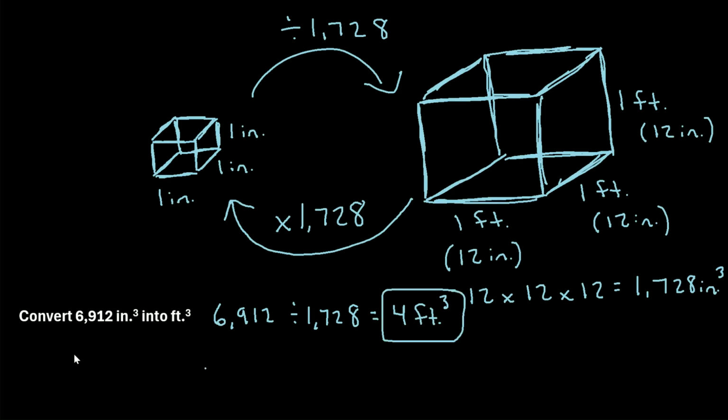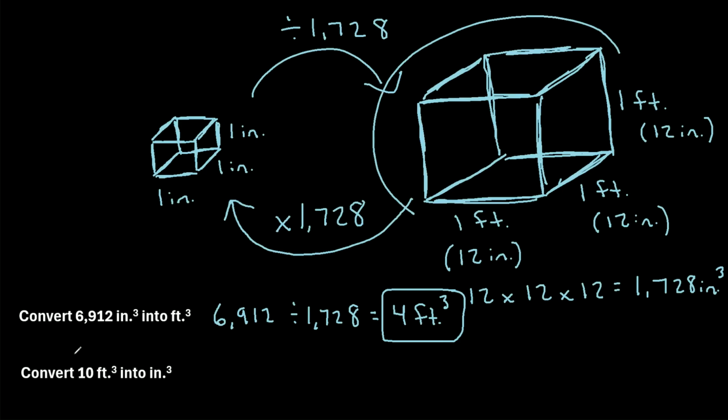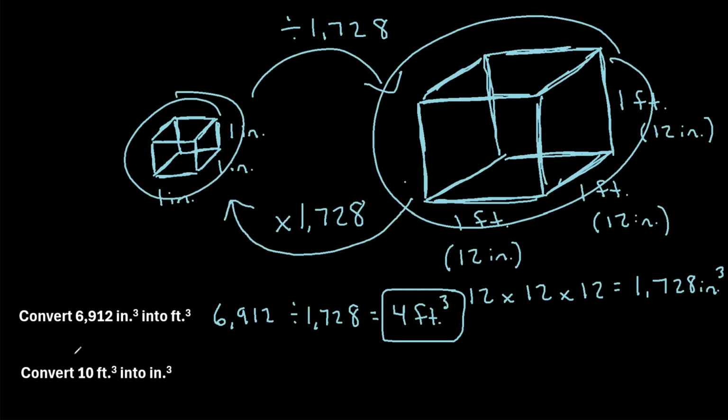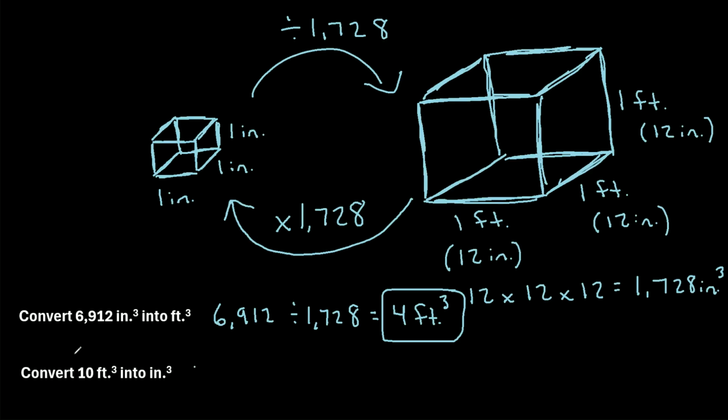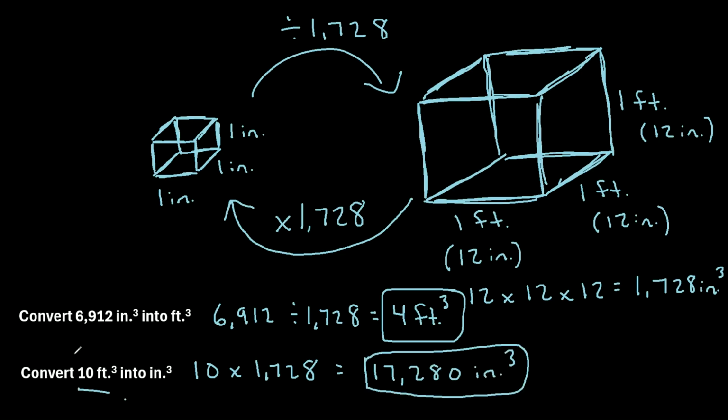Now let's consider one more example. Let's say that we want to convert 10 cubic feet into cubic inches. How could we do that? Well, again, remember, when we go from cubic feet to cubic inches, the rule is we multiply by 1,728. So all we have to do is 10 cubic feet times 1,728, and that turns out to be 17,280 cubic inches. So 10 cubic feet is the same as 17,280 cubic inches. So that is how you can convert between cubic inches and cubic feet.